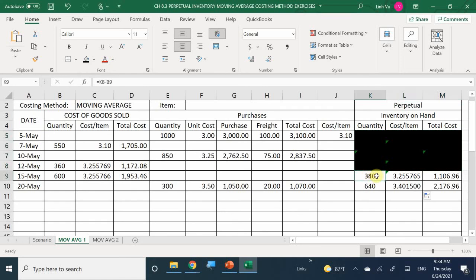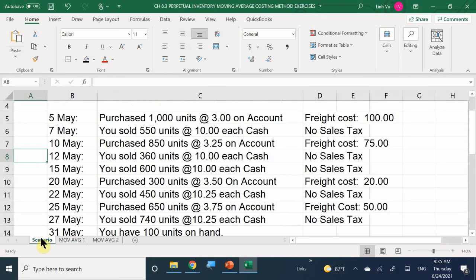But I'm going to keep it blocked off because I don't want to get myself confused and click the wrong cell. So I want to make sure I block it off, but also to let me know that I don't have 340 anymore. I have 640 now. All right, so let's go ahead and see what has happened next.